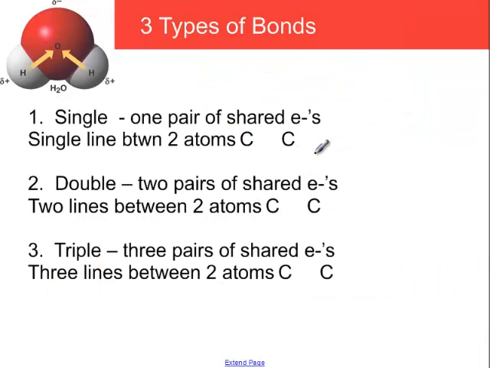Now, there's three types of bonds that we're going to deal with. The first type of bond is what we call a single bond. So basically, it's just one line between our atoms. Now here I have two carbon atoms pictured, and if I draw one line, it represents two electrons. And that's a single bond.